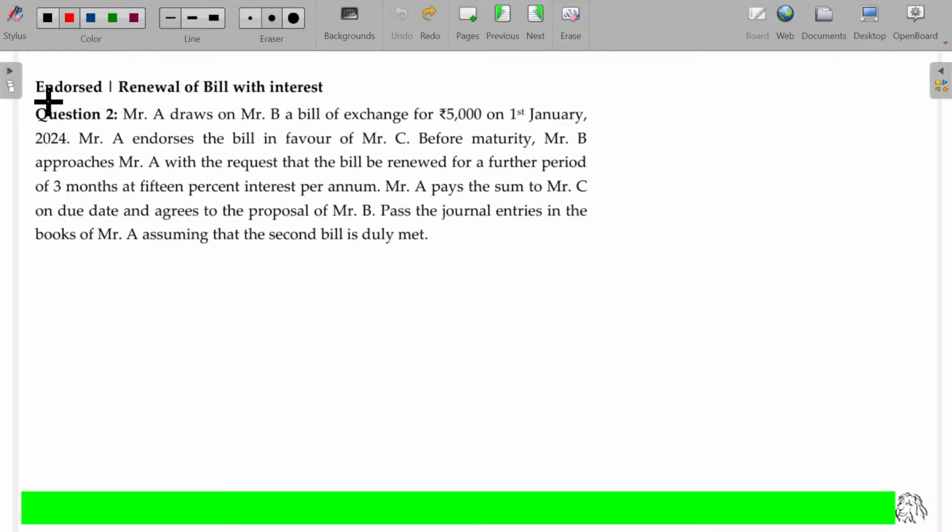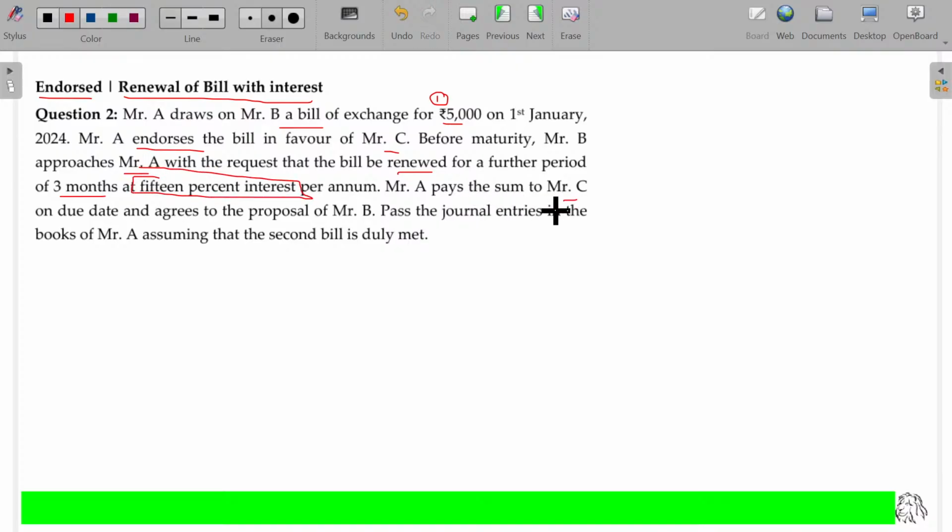Endorsed, renewal of bill with interest. Mr. A draws on Mr. B a bill of exchange for 5000 on 1st January 2024. So, drawing of the bill. A endorses the bill in favor of C before maturity. Mr. B approaches Mr. A with a request that the bill be renewed for a further period of 3 months. So it's a renewal. While renewing, 15% interest is also applicable for the delayed settlement.